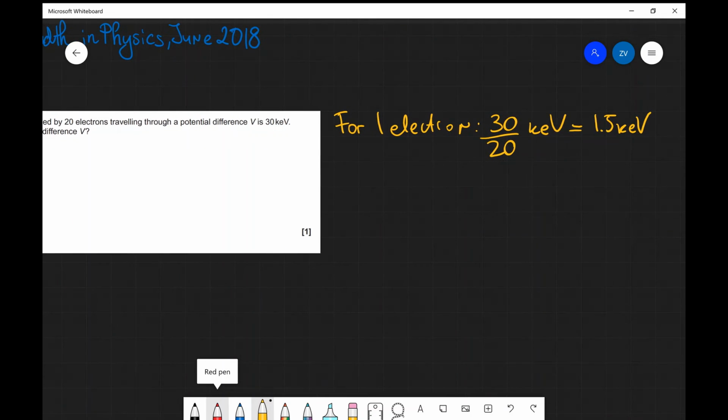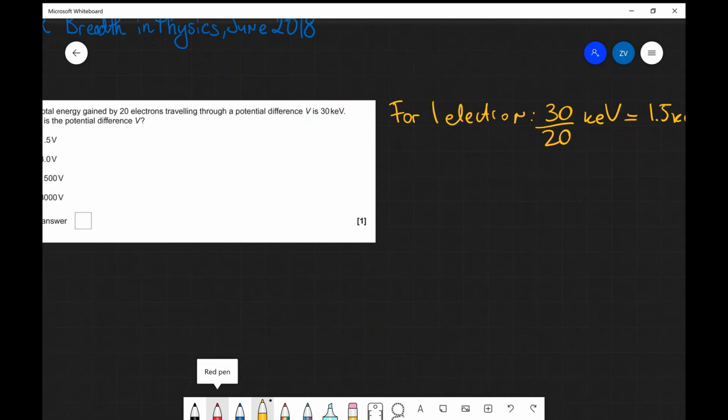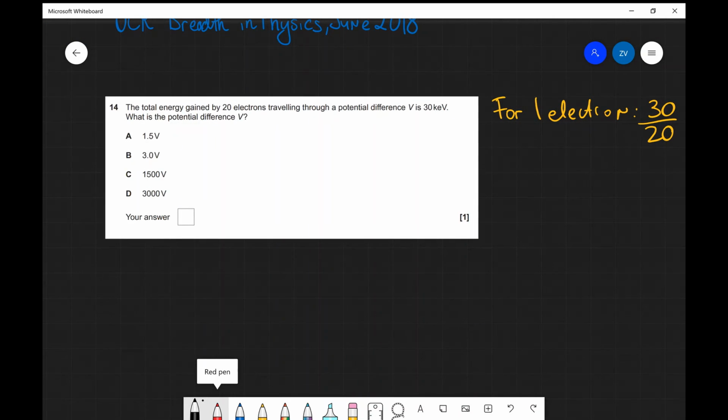Well, we have to remember though, what is actually an electron volt? Remember, an electron volt in particular is the energy acquired when an electron passes through a potential difference of 1 volt. Well, that means that if the electron has acquired 1,500 electron volts, that means that it has to have passed through 1,500 volts. So in this case, the correct answer is C, 1,500 volts.